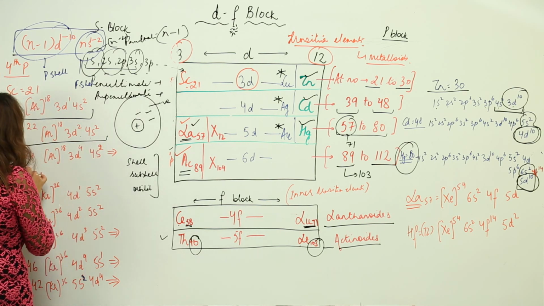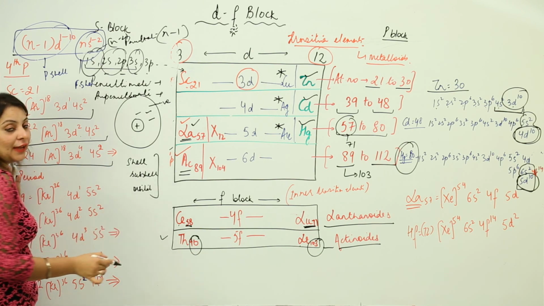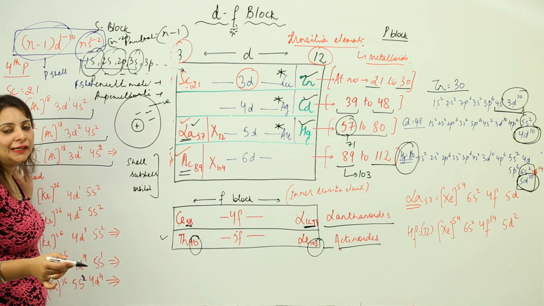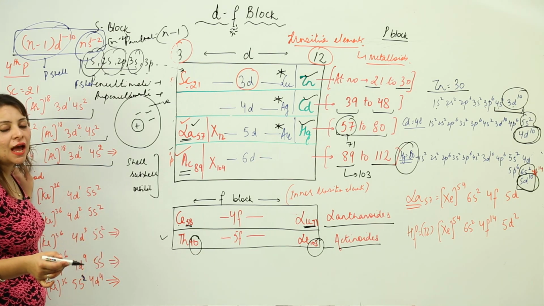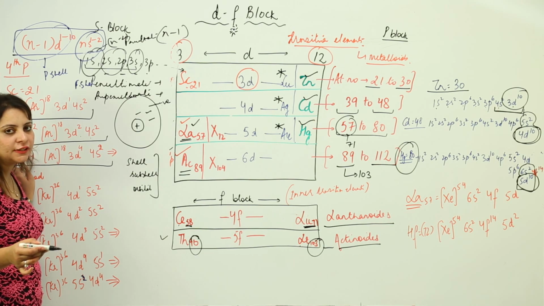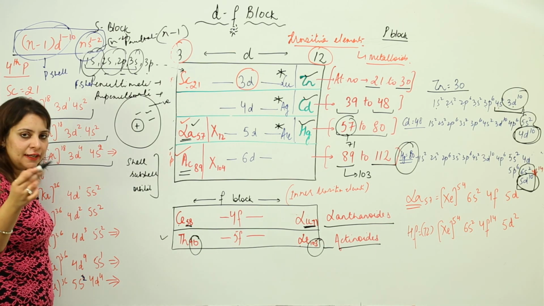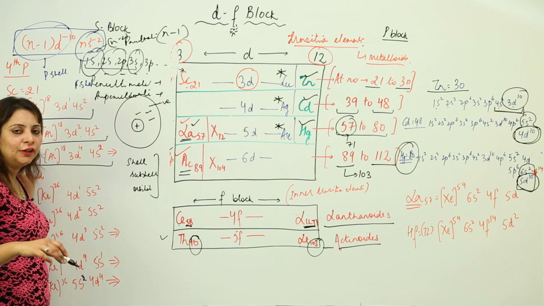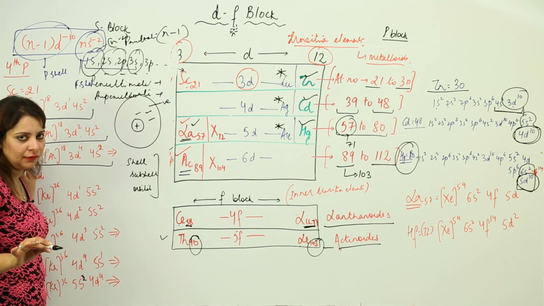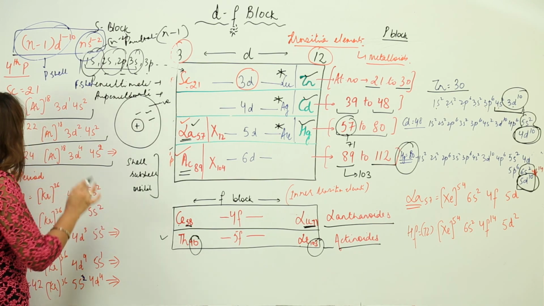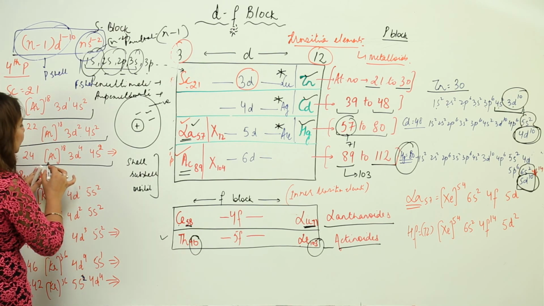Coming on to chromium, you all know that copper and chromium have anomalous configurations actually. The reason behind it is more energy exchange, and half filled and fully filled orbitals are more stable. So if we talk about the energy exchange or the fully or half filled orbitals, we are talking about the stability on the whole, right. So if we write the configuration for chromium, it should be like this.